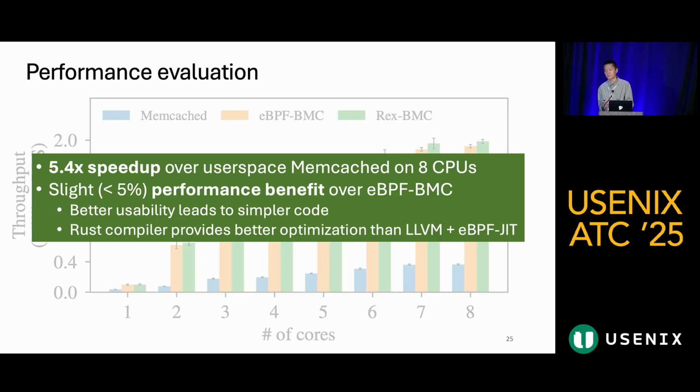And Rex exhibits a slight performance benefit over eBPF BMC, which is generally less than 5%, but it is there. We attribute this to the simpler code as a result of better usability, as well as the better optimization job provided by the Rust compiler over the LLVM plus eBPF JIT combination.